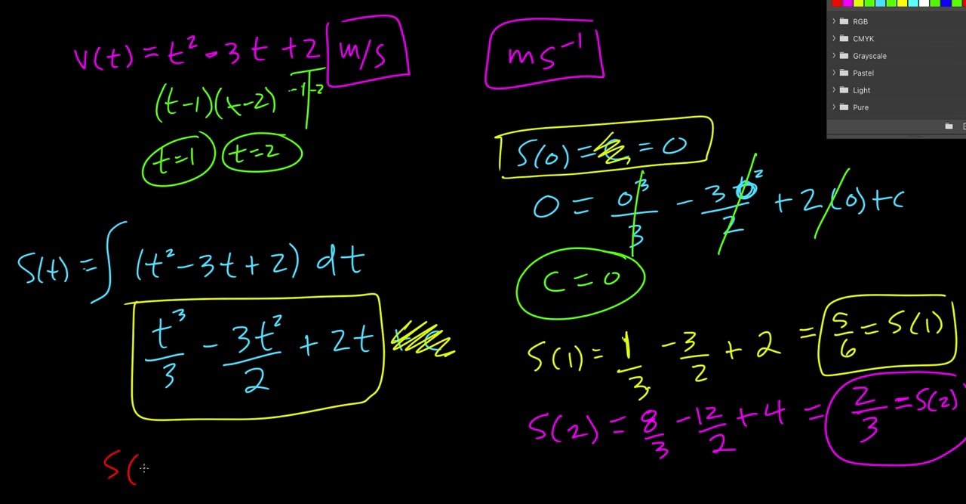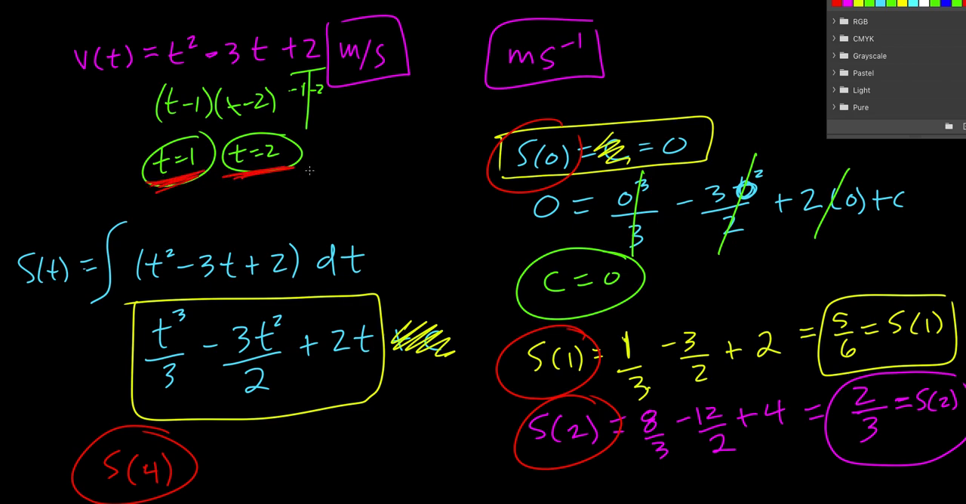Okay, and then s of 4. Notice we chose s of 0 because that's the beginning point, s of 4 because that's the ending point, and then s of 1 and s of 2 because we change directions, so we care about those points as well. We don't care about s of 3, because there's no direction change and it's not an endpoint.